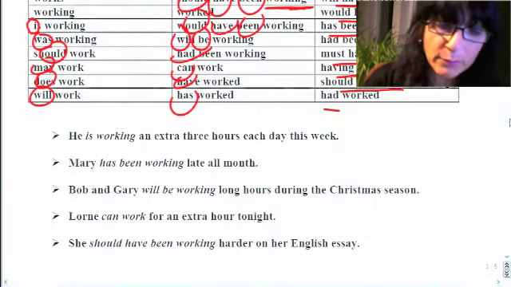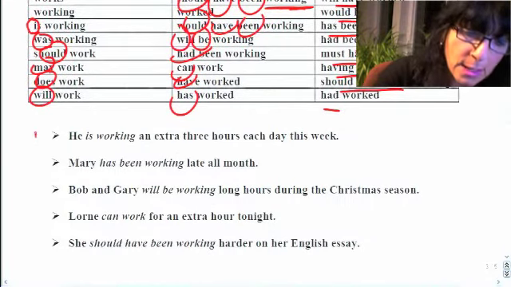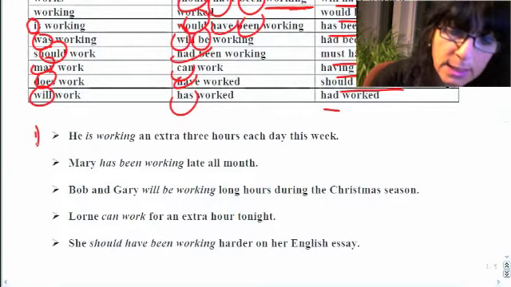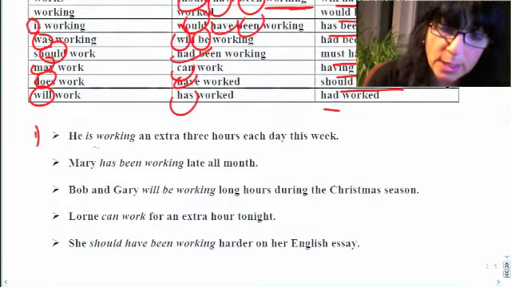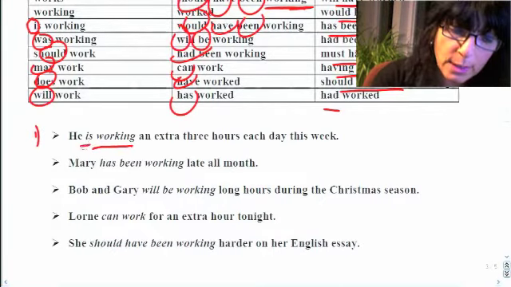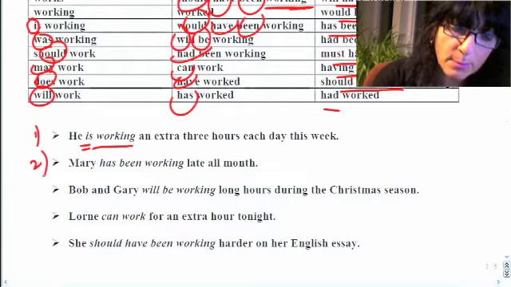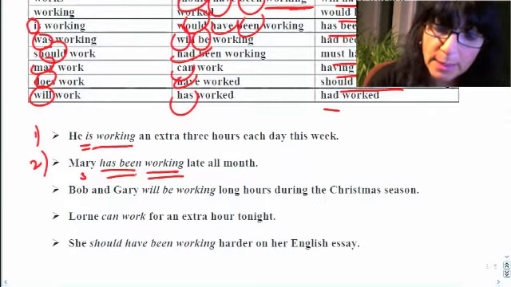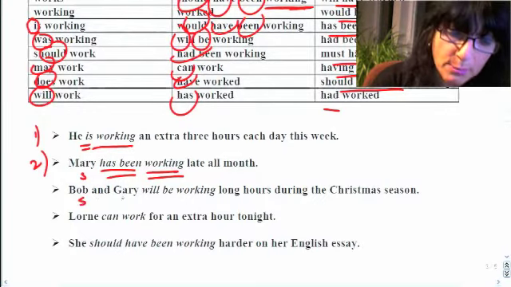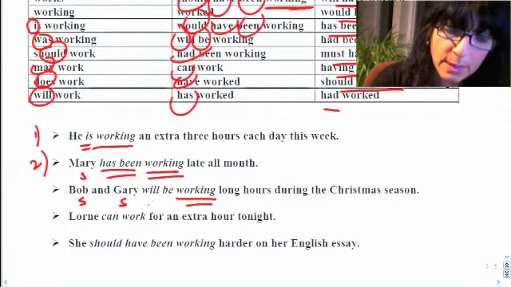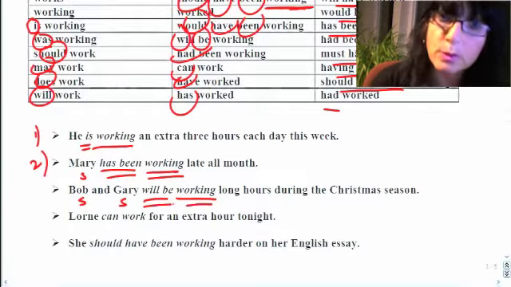Let's look at the helping verbs and the main verb in these sentences. The first one, he is working an extra 3 hours each day this week. The main verb is working, the helper is. Mary has been working late all month. The subject is Mary. The main verb is working, and the helper verbs are has and been. Bob and Gary will be working long hours during the Christmas season. Two subjects, Bob, Gary. The main verb is working, the helper is will be.